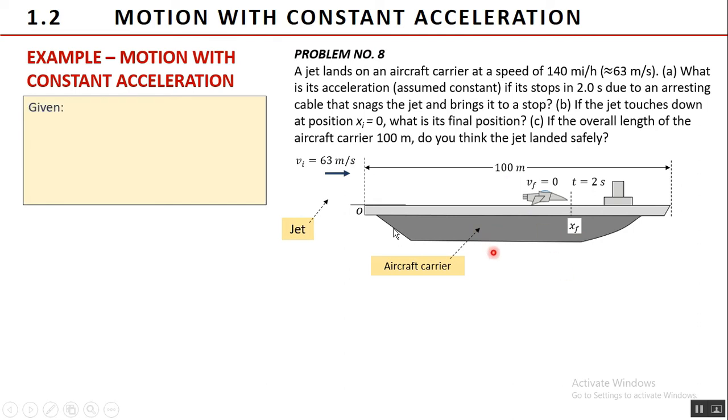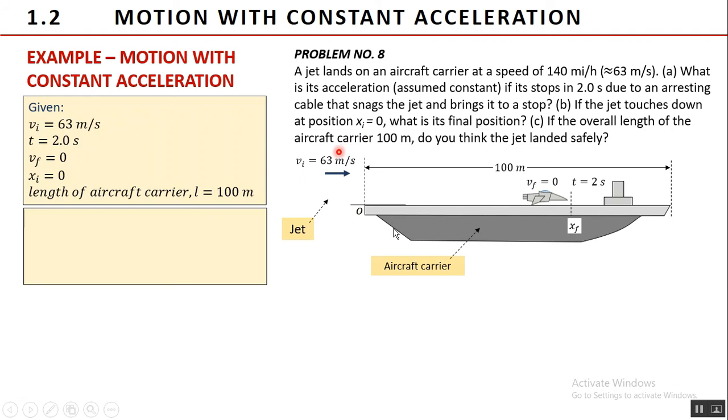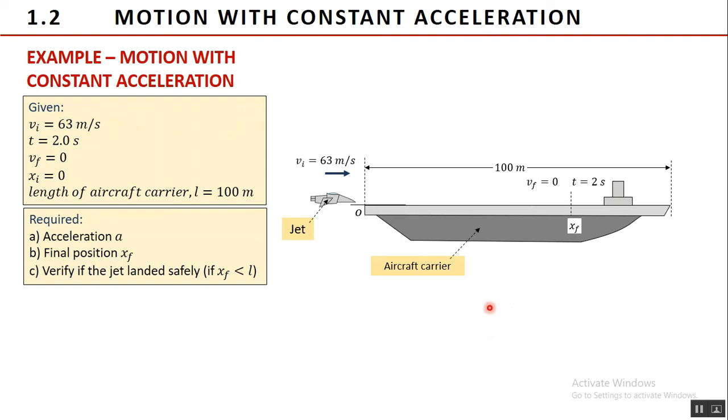So establishing given information, here we have the initial velocity of the jet which is 63 meters per second. At time 2 seconds, the jet has stopped, so set final velocity to 0. X sub i is also 0 according to the problem statement. And the length of the aircraft carrier is 100 meters. So the problem requires us to solve for the acceleration of the jet, its final position, and we are going to verify if the jet landed safely. Before we solve this, make sure you have a copy, maybe on a piece of paper, of the 5 equations we derived earlier. This will serve as quick reference.